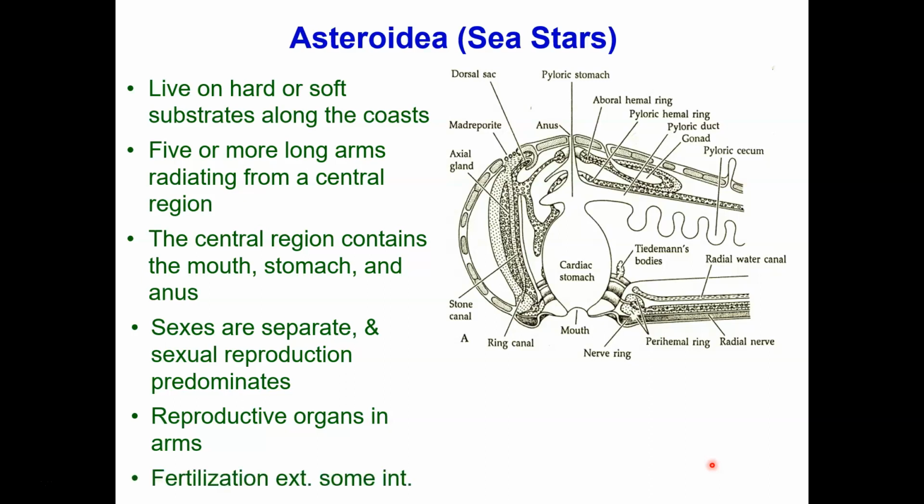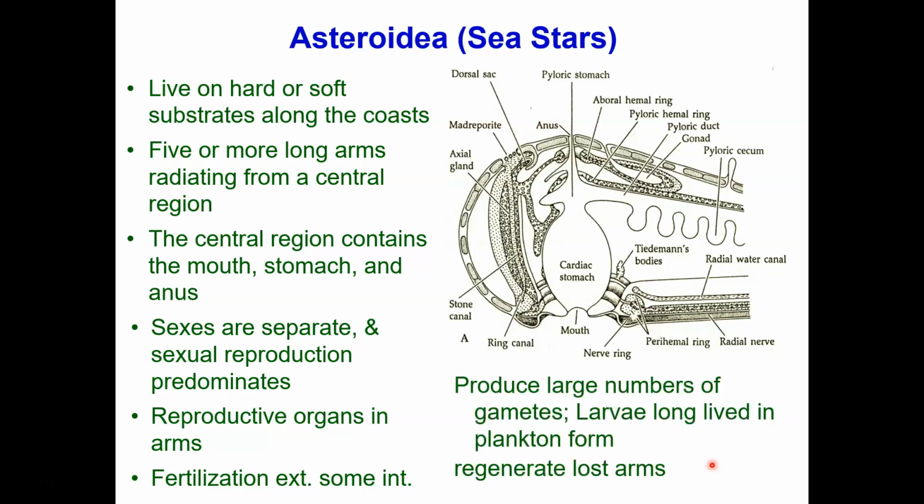So the fertilization is largely external, where eggs and sperms meet in the water. But there are few instances where that happens internally. They produce a very large number of gametes, and the larvae that result from the fertilization could have a longer lifespan, and like most other larvae, they are planktonic, right?